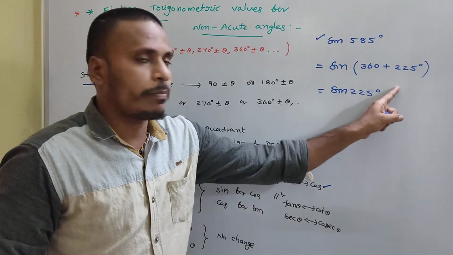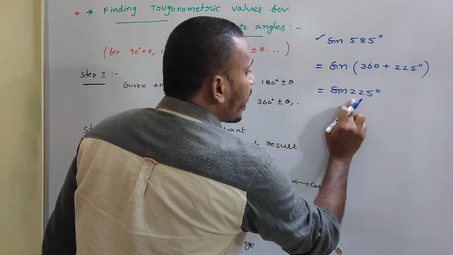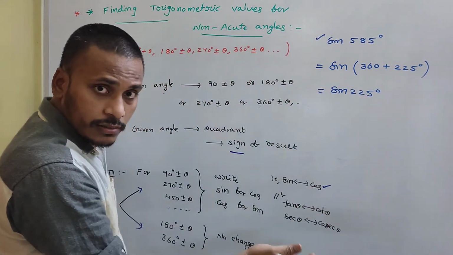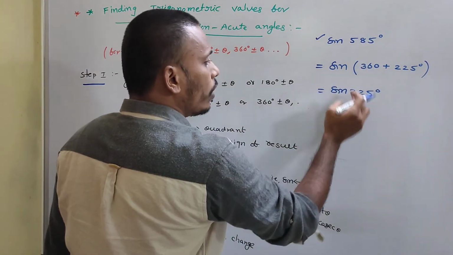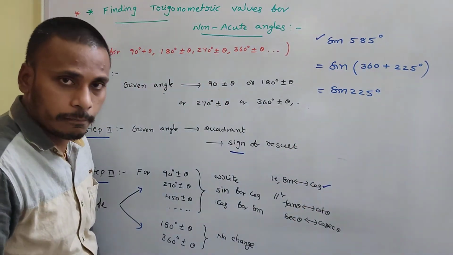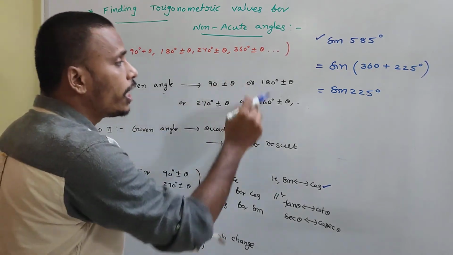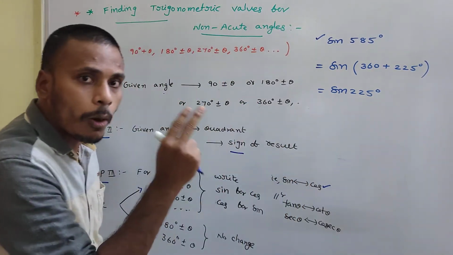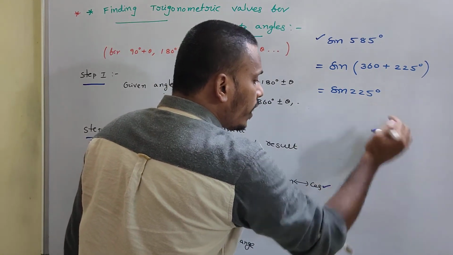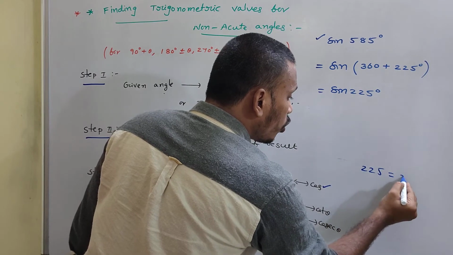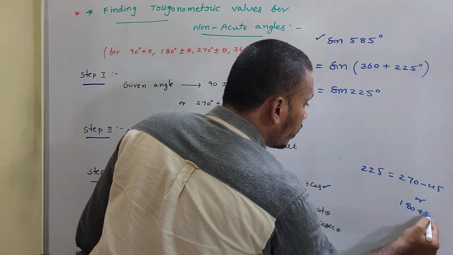This is an additional step actually. Now finding sine 225 degrees is equivalent to finding sine 585 degrees. These two values are equal. Now try to find sine 225. Step 1, express 225 into any of these formats. Again you have two options. You can rewrite this 225 degrees as 270 minus 45 or 180 plus 45.